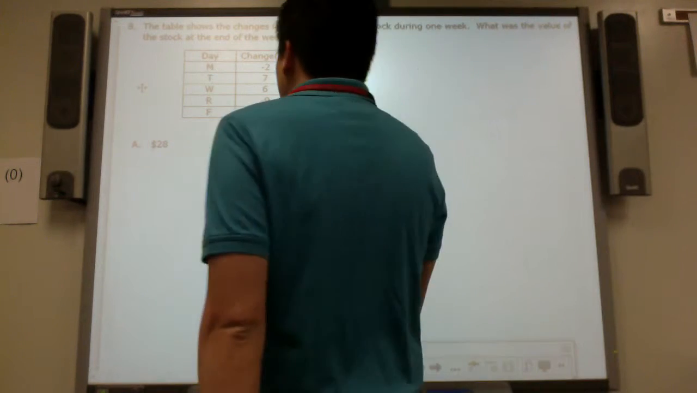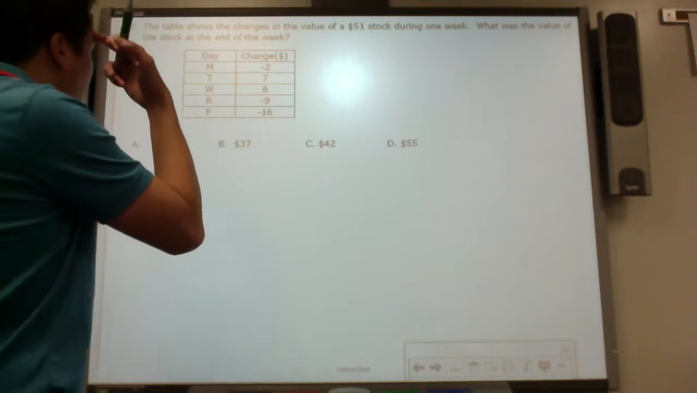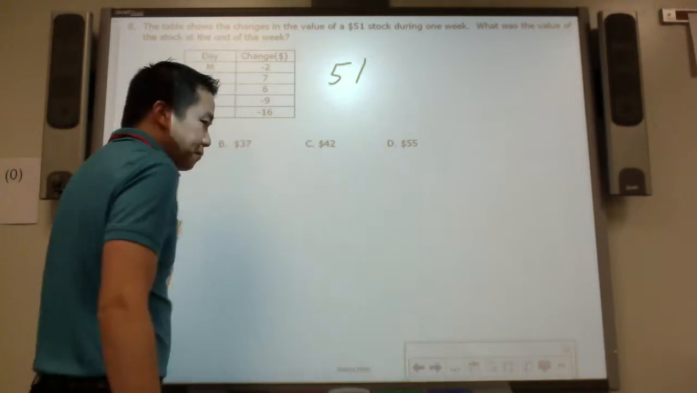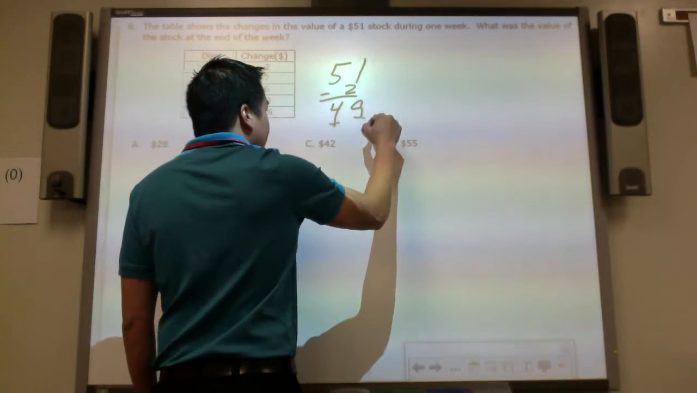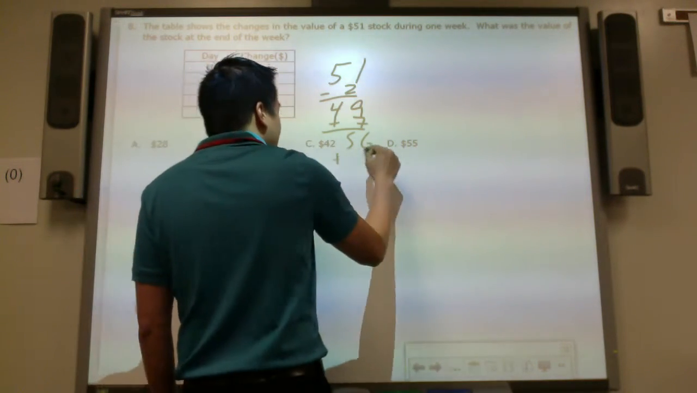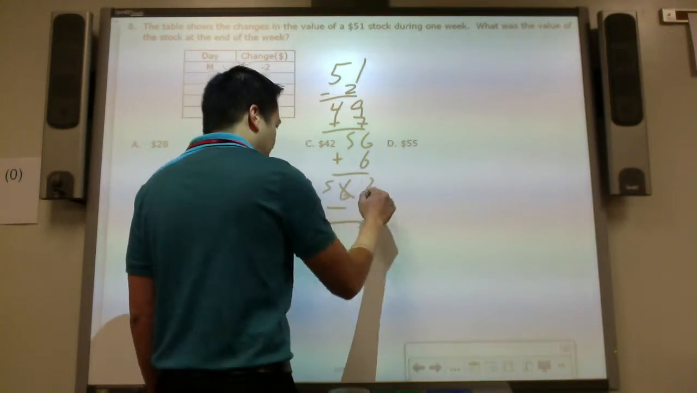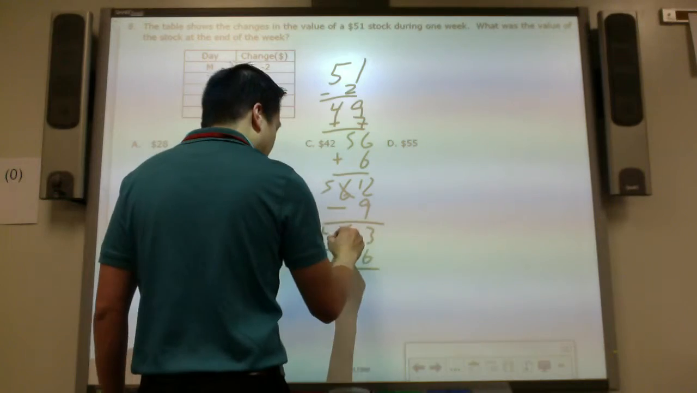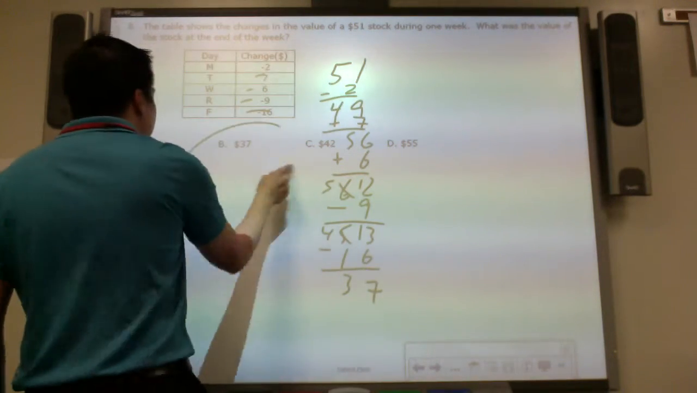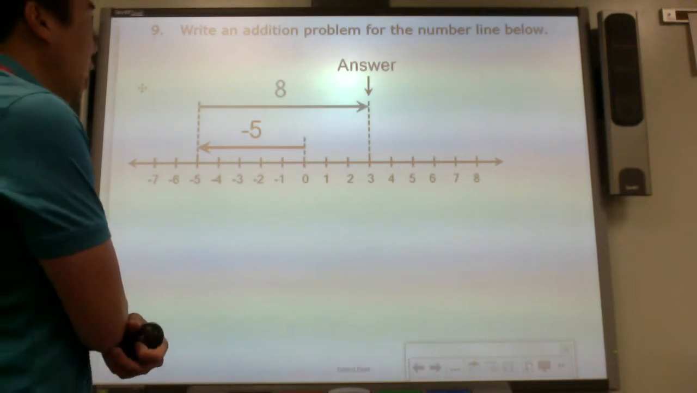Number 8, the table shows the changes in the value of a $51 stock during 1 week. What was the value of the stock at the end of the week? So it's $51. It dropped 2 to 49. It went up 7, 56. Went up 6, 62. It dropped 9. Regroup 10, 11, 12, 53. And then it dropped 16. That's regroup. That's 7, 37. B is the answer.